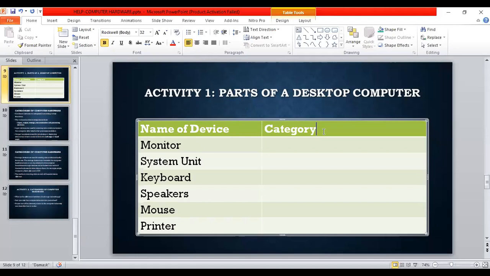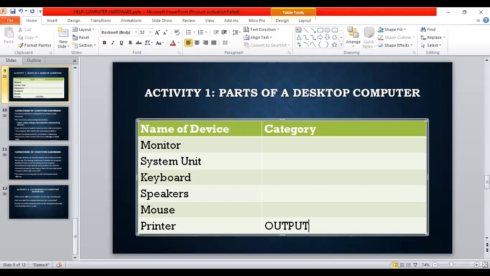Teacher, I'm placing printer as an output device because it prints information on a sheet of paper and then brings it out. I think it's an output device. Okay. Thank you.